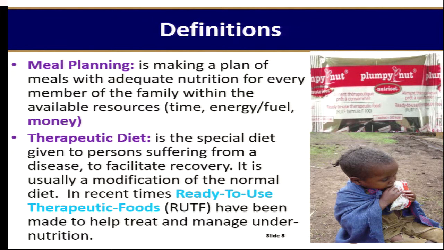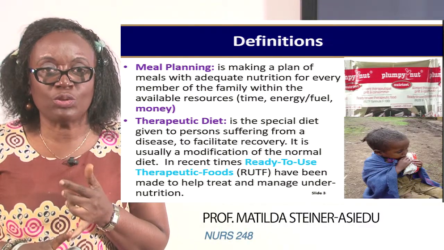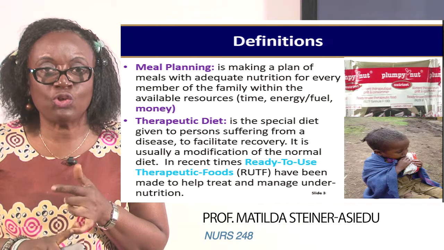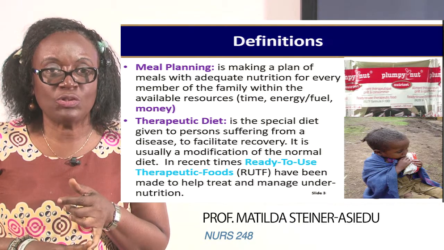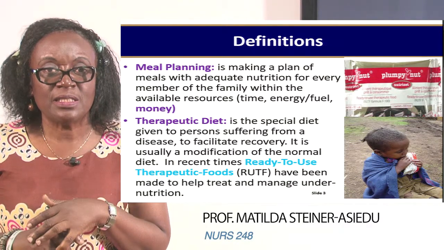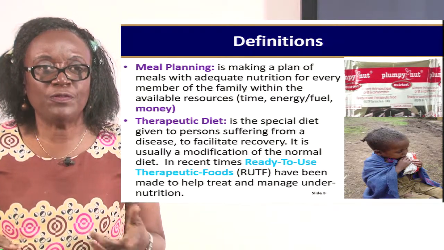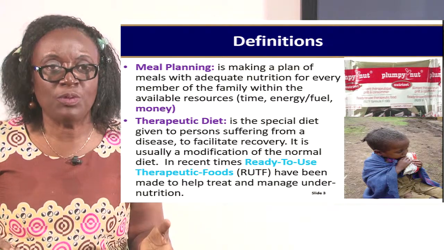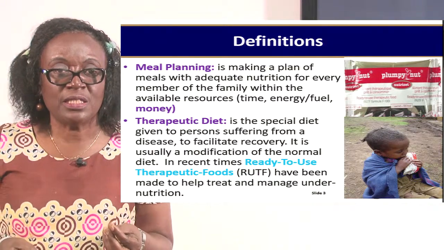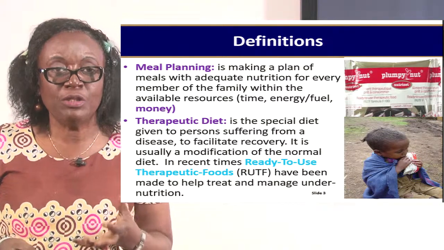So meal planning is basically making a plan of meals with adequate nutrition for every member of the family or an individual with available resources. And when I talk of available resources, I mean time as a resource, energy or fuel as a resource, plus money as a resource. These three are key things. Because if you have the food and you don't have fuel to cook it, what's the point? You have the food, you don't have time to prepare it, what's the point? So it is very, very important that these things are considered in meal planning.